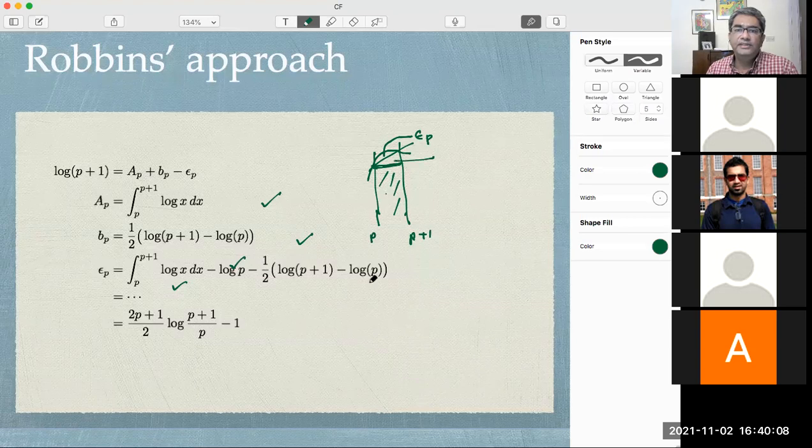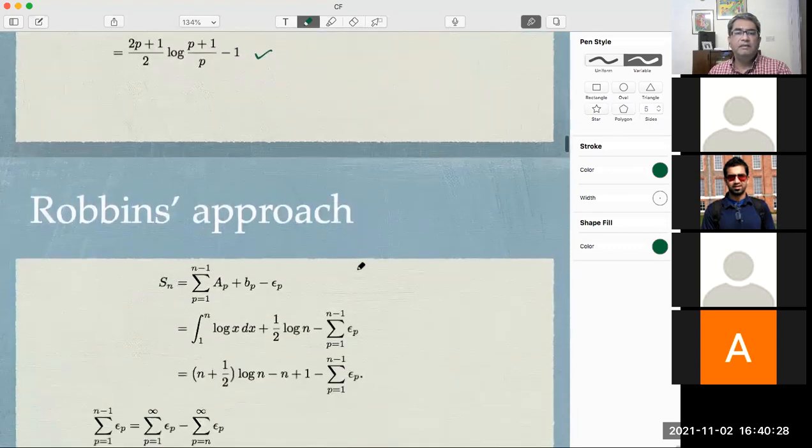And then the area of this triangle, he also subtracts. So minus half of, and again, this height is log P plus 1. This height is log P. So this is what he did. And if you simplify, this is what he did. Okay, so he's got an expression for all these things, and then he sums them up.